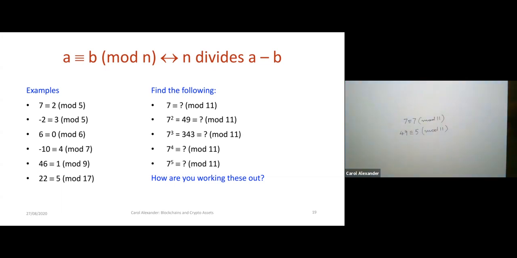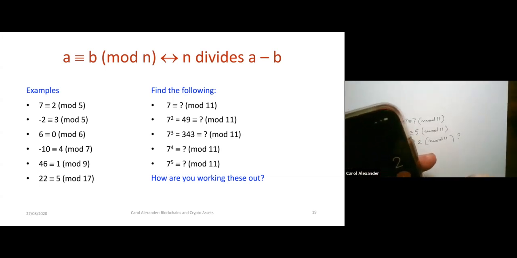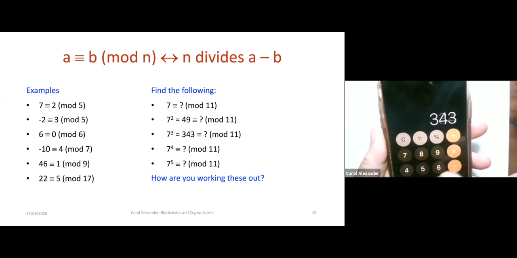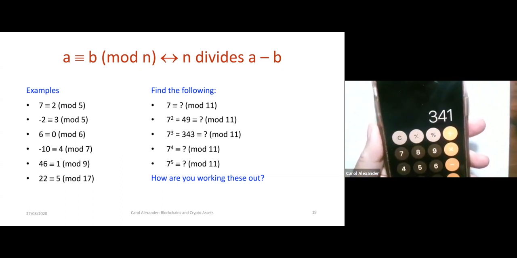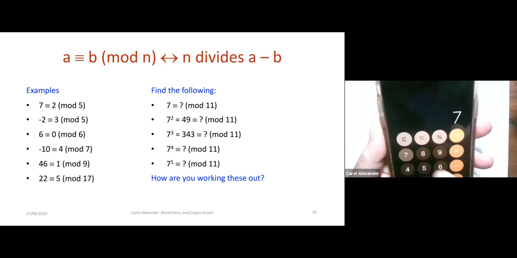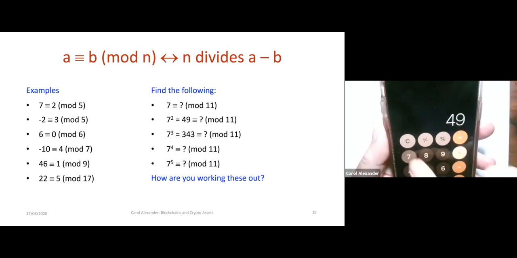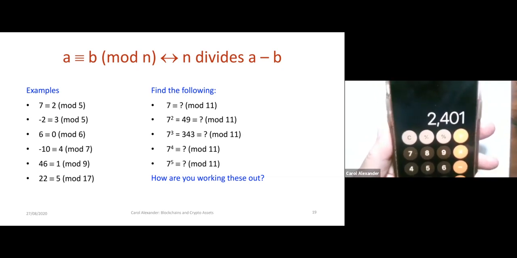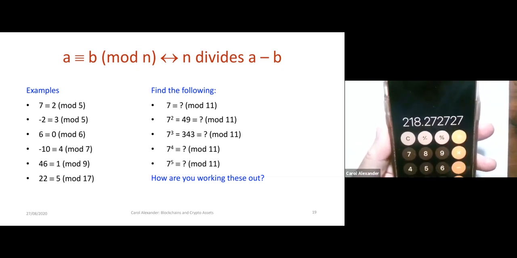Let's just check. So what is 343 minus 2? And then if I divide that by 11, yeah, good. So there is a way I can work it out. What's the next one? 7 to the power 4. Oh, okay, so hang on. 7 times 7 times 7 times 7 equals, that's that. Divide by the modulus, that's 11. Okay, take off the whole bit.